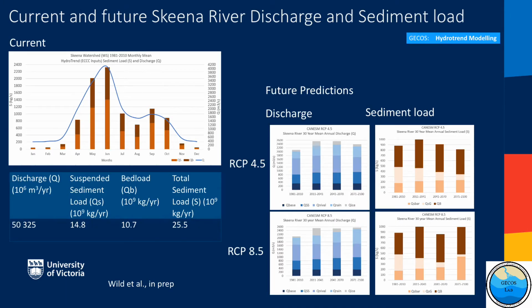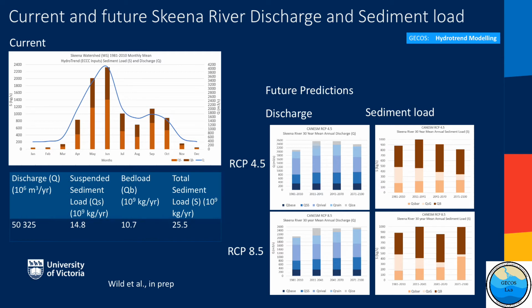estuaries. We were also struck by how little information is known about how much sediment and discharge the Skeena River actually brings into the estuary, and for that we used HydroTrend, which uses basin characteristics to estimate sediment load and discharge at the river mouth. And we can see here the annual variation of discharge and both suspended and bed load transport at the mouth. This is a monthly mean over the past couple of decades, as well as seeing the clear signature of the freshet here. And then we went ahead and estimated future changes based on different climate scenarios.